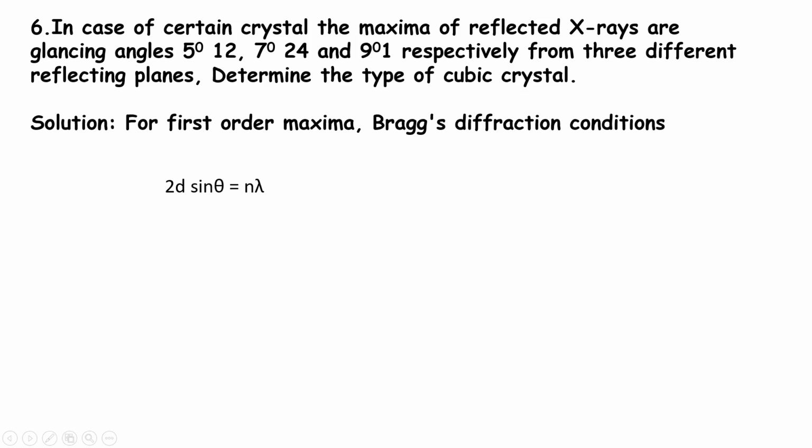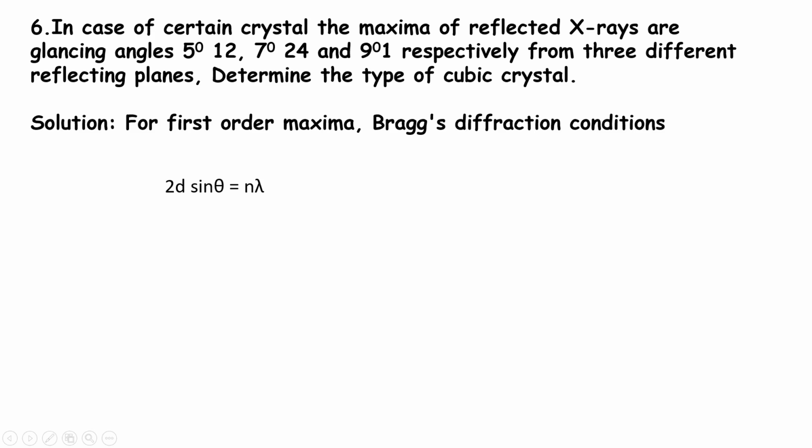Okay, now the next problem is, in case of a certain crystal, the maxima of the reflected X-ray are at the glancing angles 5 degree 12 minutes, 7 degree 24 minutes, 9 degree 1 minute respectively from three different reflecting planes. Determine the type of the cubic crystal. Now we have already studied the experiment, by using the experimental data, how to find the type of the crystal.